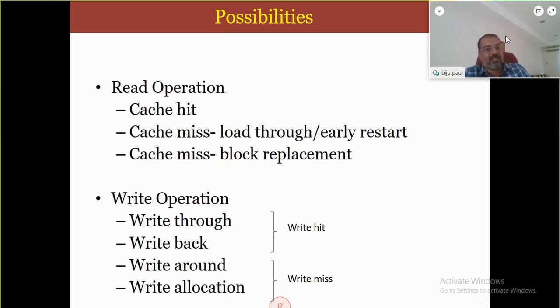So the read operation, we have discussed. Cache hit is there, cache miss, two situations: there is space, it will be loaded to the cache, and the processor accesses that information from the cache. There is no space in the cache, something has to be removed, then it will be loaded, and the processor accesses that. Then what is happening with the write operation?